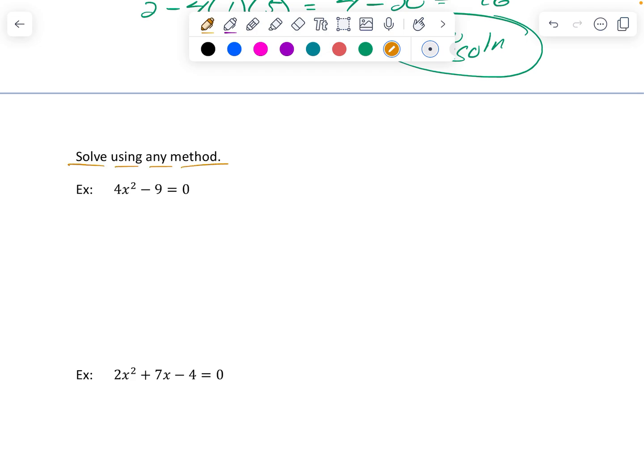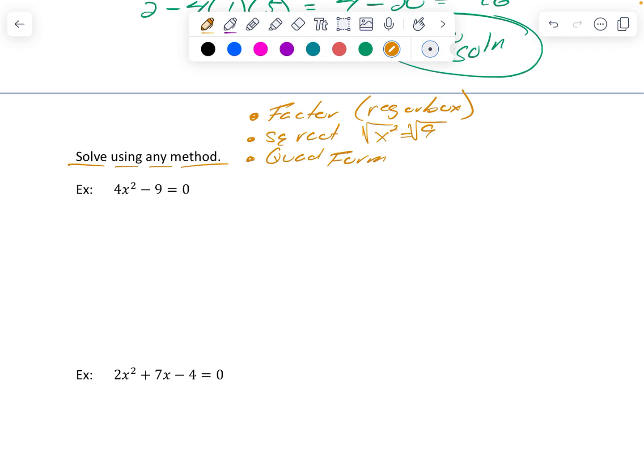So for these last ones, part 2 of your assignment is going to be solve using any method. So remember, we have 3 methods to choose from. We could just factor, okay, and that is like regular or box method. We could do the square root method, which is when we end up with like x squared equals 9 and we square root both sides. And then finally, we have the quadratic formula. If you recognize you only have an x squared term, you could do the square root. I always try to factor it first. If it can't factor, then I do the quadratic formula.